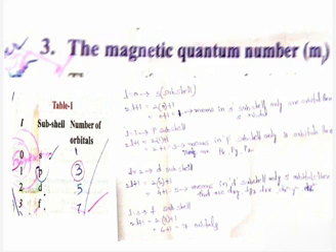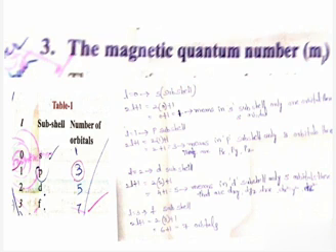In the place of L substitute 0, what will come? 2 into 0 plus 1. 2 into 0 plus 1 means 0 plus 1, which is 1. So if L equals 0, that is the s subshell. In that s subshell only one orbital is there, that is 1s. That means in the s subshell only one orbital is there.